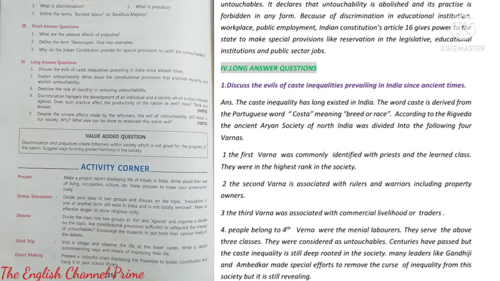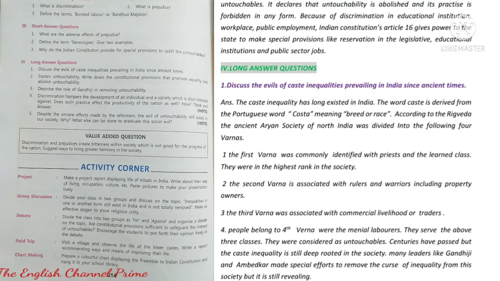First question, discuss the evils of caste inequalities prevailing in India since ancient times. Answer: caste inequality has long existed in India. The word caste is derived from the Portuguese word costa, meaning breed or race. According to the Rig Veda, the ancient Aryan society of North India was divided into four varnas. First, the first varna was commonly identified with the priest and learned class. They were in the highest rank in the society.